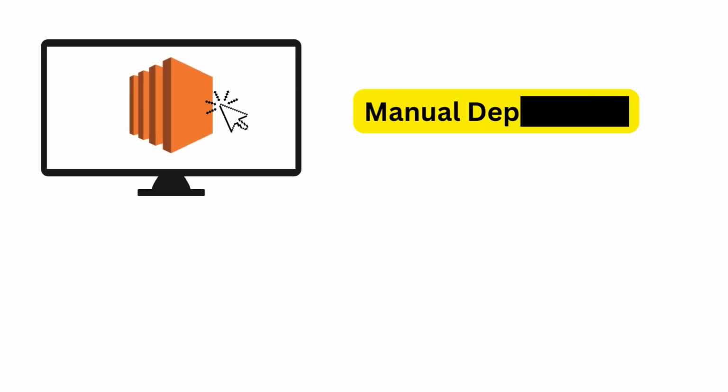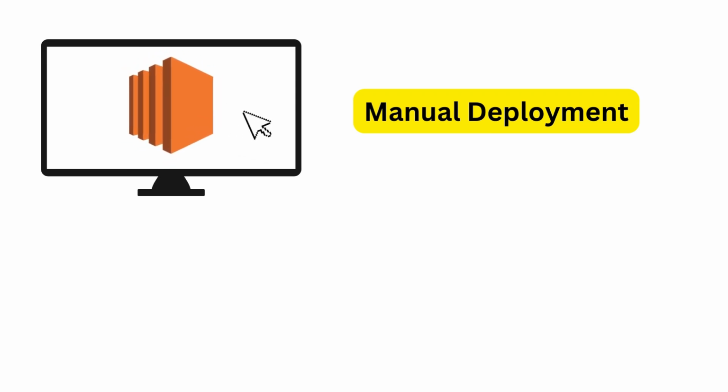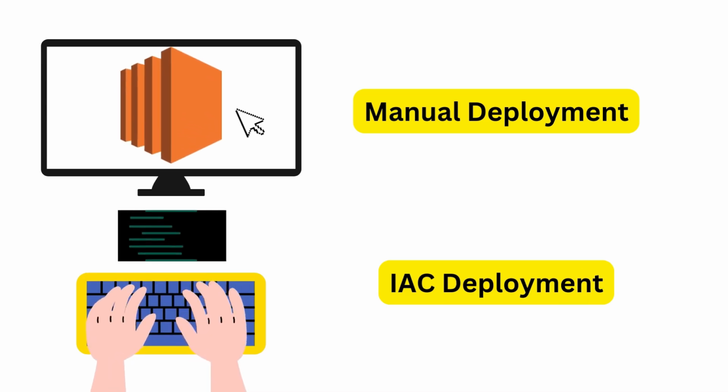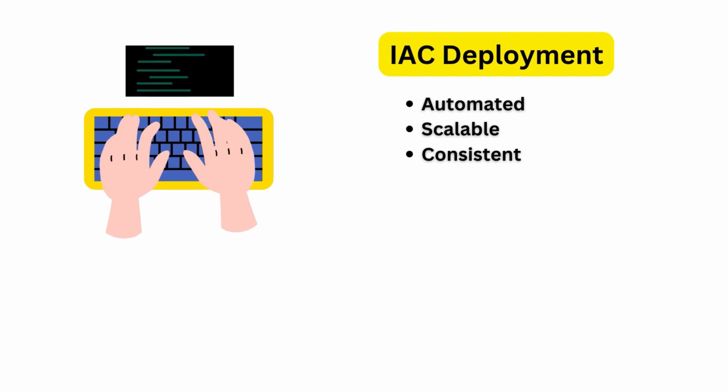How do you currently deploy your infrastructure? Do you manually click around in the AWS console to launch servers, databases, and networking? With an IaC tool, you can define your entire infrastructure as code, making it automated, scalable, and consistent.